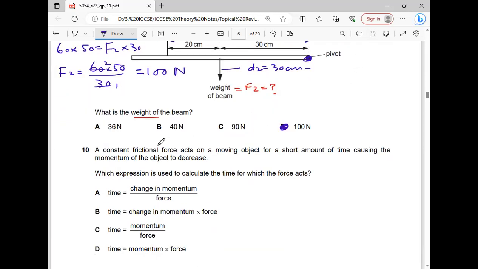Now let's solve question number 10. A constant frictional force acts on a moving object for a short amount of time. So time is given, force is given, causing the momentum of the body to decrease. Which expression is used to calculate the time for which the force acts? We know that relation between force and change in momentum, F is equals to delta P over T, where delta P stands for change in momentum, T stands for time, F stands for force. From here we can find the formula of time.